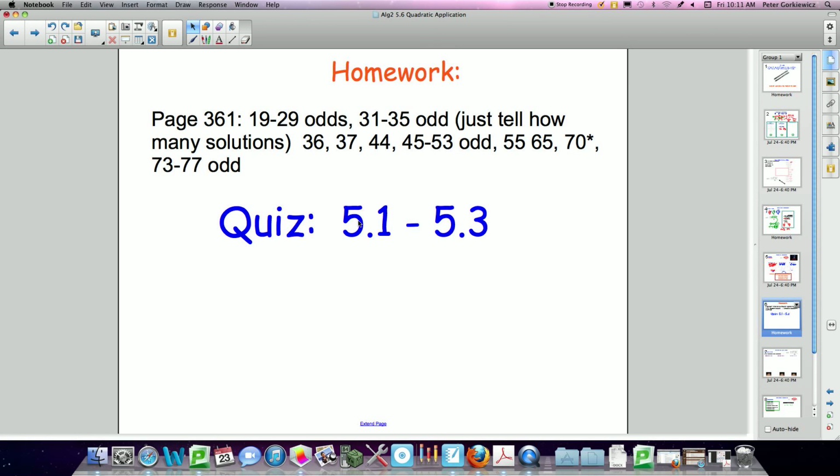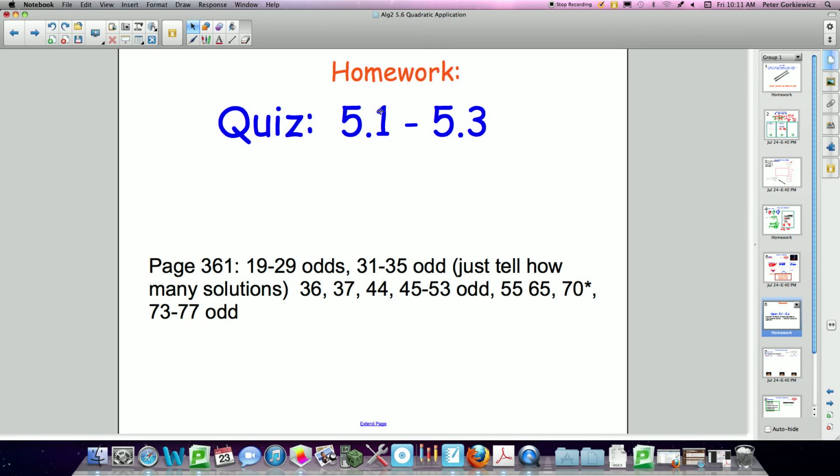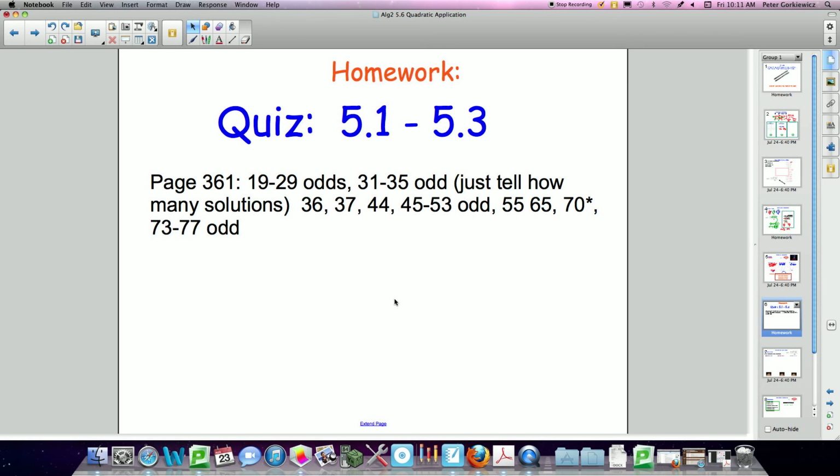Great. So we're going to have a little quiz over 5.1 and 5 through 5.3. So not completing the square, not quadratic equations, but if you'd like to solve anything using those because you're feeling like a champion, go for it. And after the quiz, you can attack your homework, which is right here.